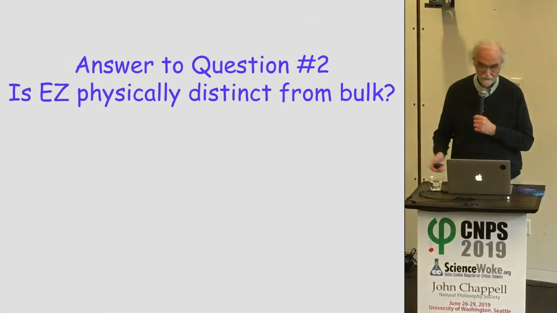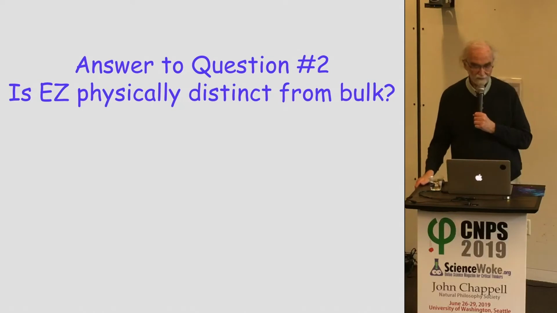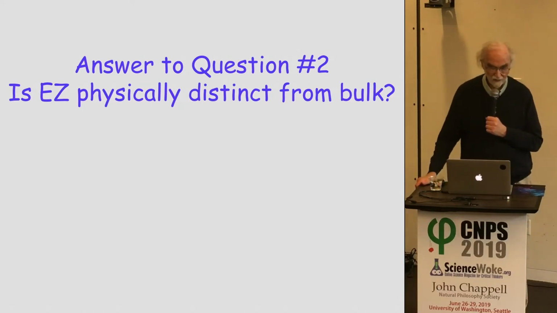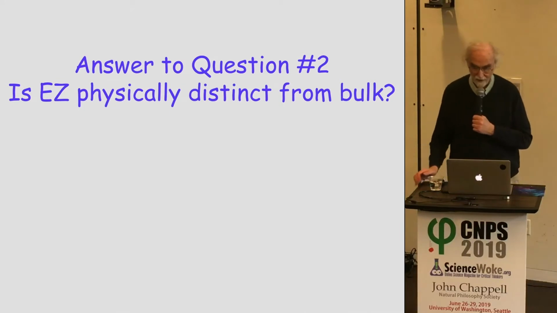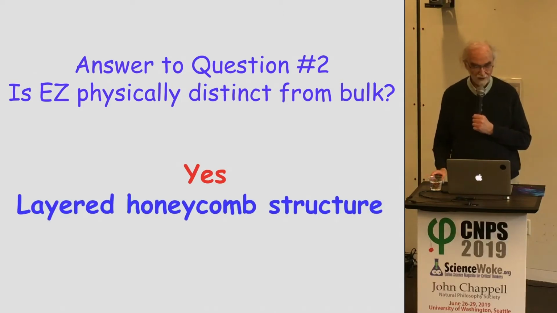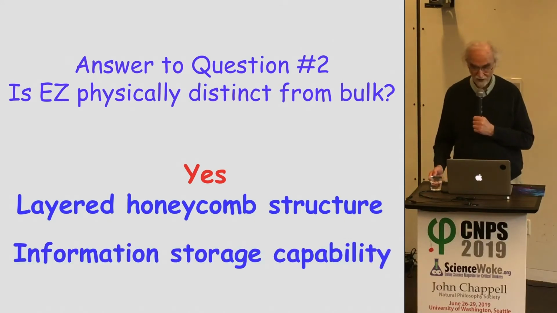Okay, so that was a digression, but the answer anyway to question number 2, is the EZ physically distinct from the bulk, I think is yes. It's physically distinct. The best evidence we have is that it's a layered honeycomb structure, and it has information storage capability.